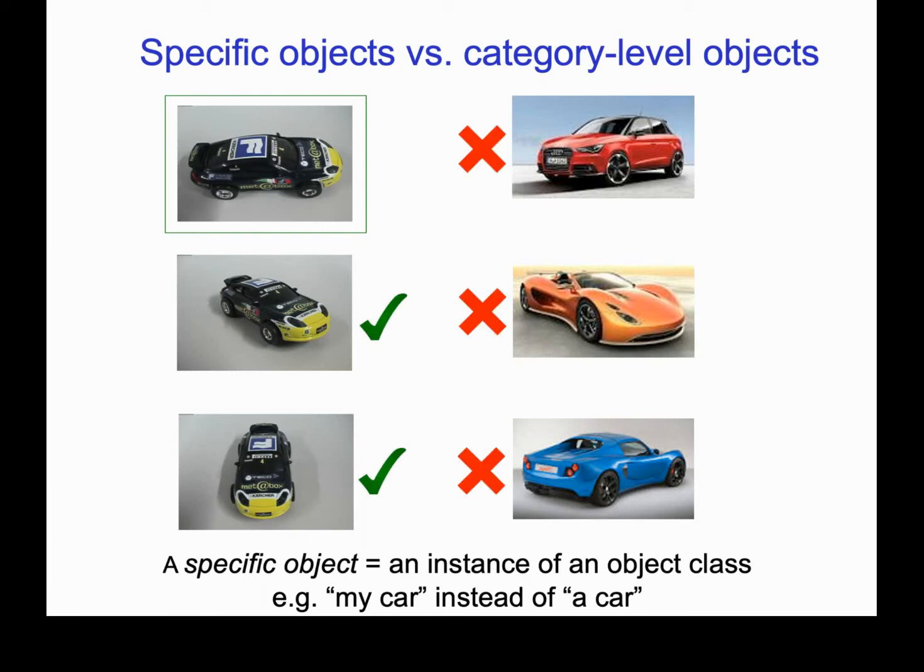So a specific object means an instance of an object class. So the question we're interested in is, for instance, does my car exist in this image? While the related question in object category recognition would be, does a car exist in this image? So we're looking for the first one. Does my car exist in this image?